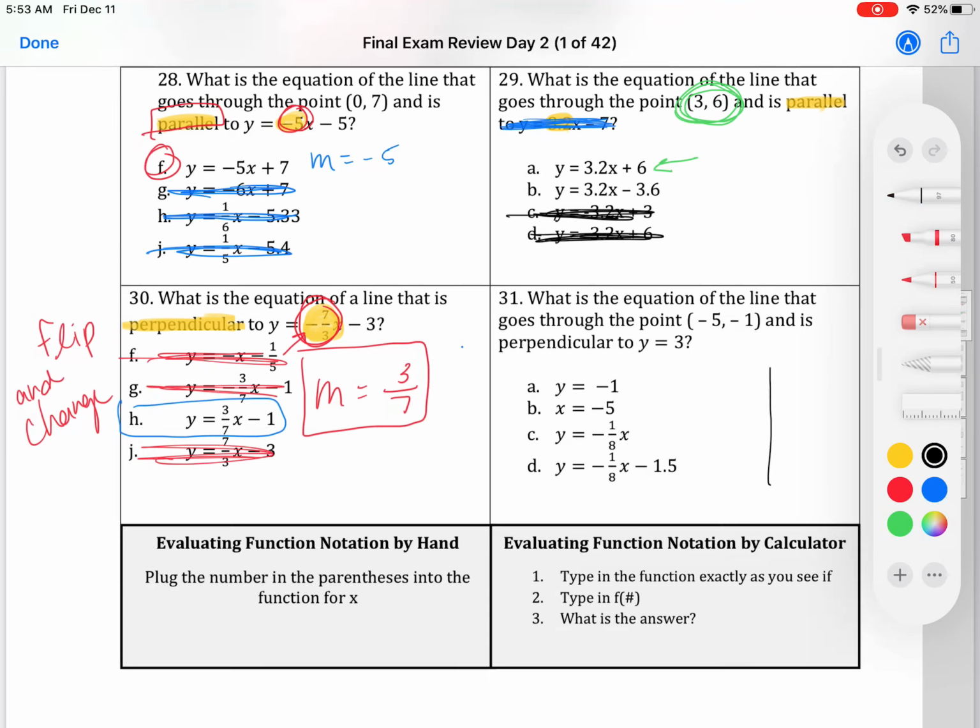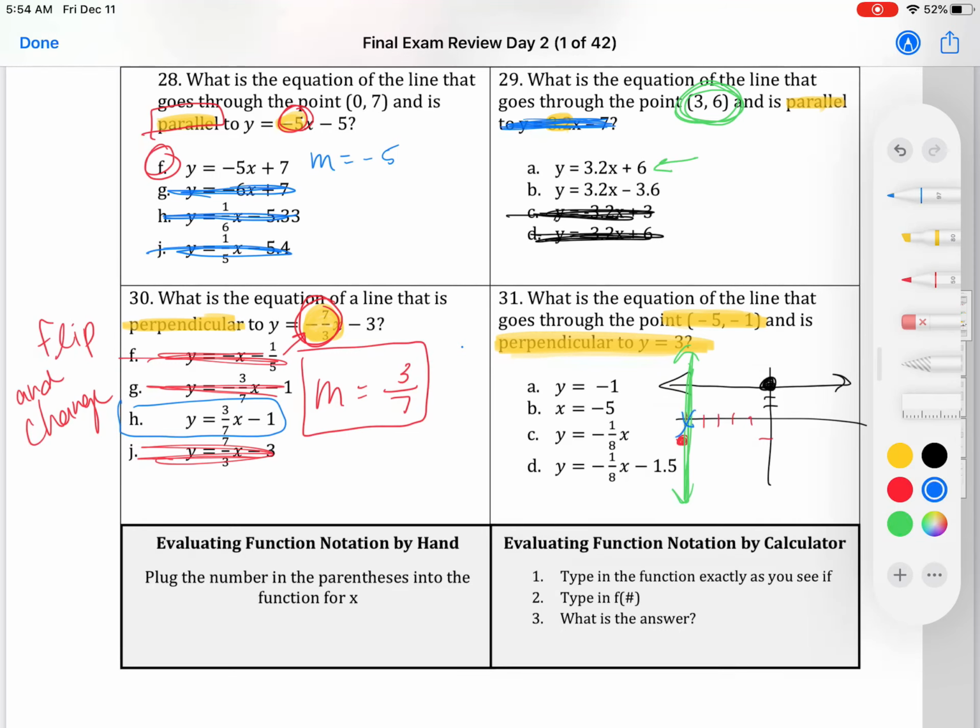Okay, 31, let's do this together. 31 says perpendicular to y equals 3. y equals 3 means it touches the y-axis at 3, and it's a line that cuts straight through it. The ordered pair -5, -1 is right here. So what it wants is for us to go through the ordered pair -5, -1, but be perpendicular to this black line. Perpendicular means it's going to cut it like this. So that goes through my red point and is perpendicular to my black line.